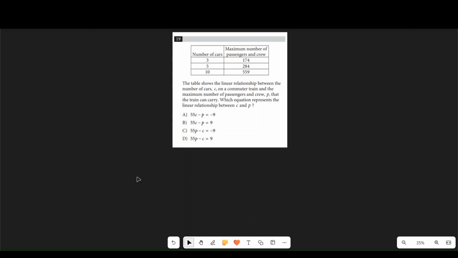This is from the 2024 Test Bundle 6, Module 2. The table shows the linear relationship between the number of cars, C, on a commuter train and the maximum number of passengers and crew, P, that the train can carry. Which equation represents the linear relationship between C and P?